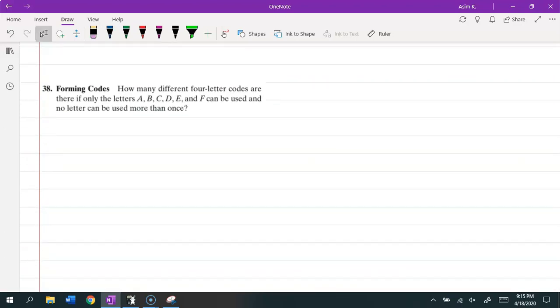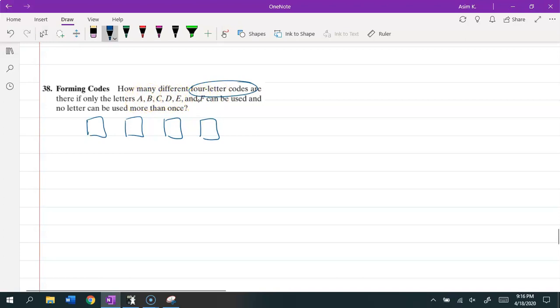Number 38 says, how many different 4-letter codes are there if only the letters A through F can be used and no letter can be used more than once? Now this gets a little bit more interesting. You have to have 4-letter codes, so you can only have 4 letters: 1, 2, 3, 4. And the only letters that are allowed are A, B, C, D, E, and F. So that's altogether 6 letters.